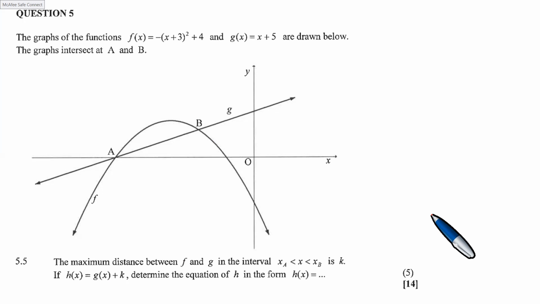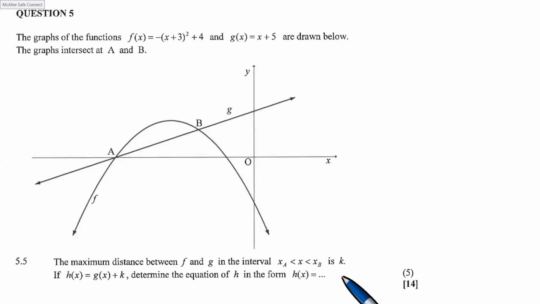We have these two graphs, F and G, drawn below. The graphs intersect at A and B. The question asks: the maximum distance between F and G in the interval xA to xB is K. If H is G plus K, determine the equation of H in the form H of x equals that. What is the answer to that question?